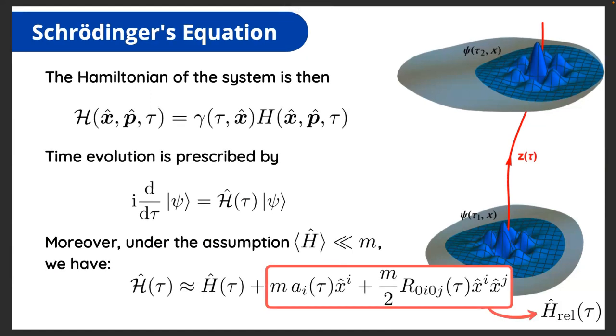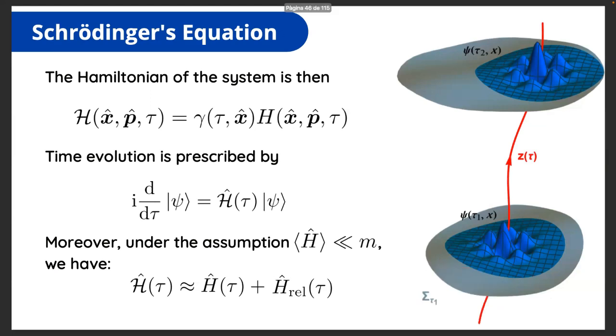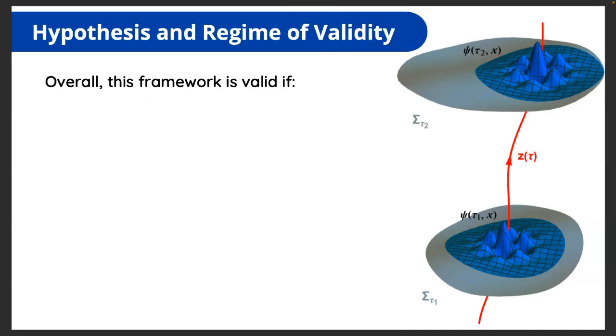And we can just call these two terms the H relativistic, for relativistic corrections. So we find that basically, after you reinterpret the X, the P, and redefine the kinematics, this is the term that will change the dynamics of your particle because it's in curved spacetimes. Okay.